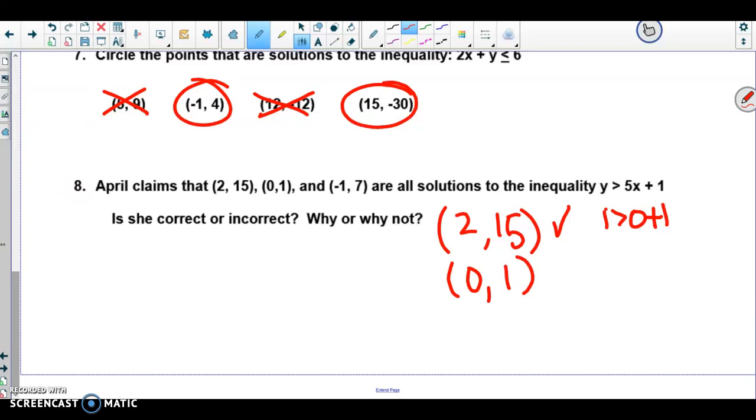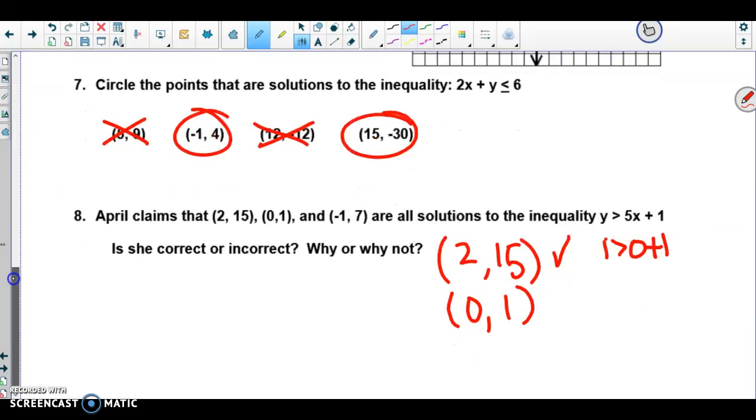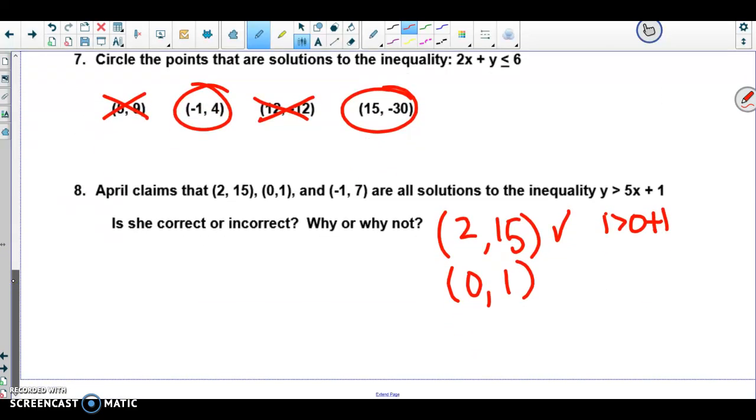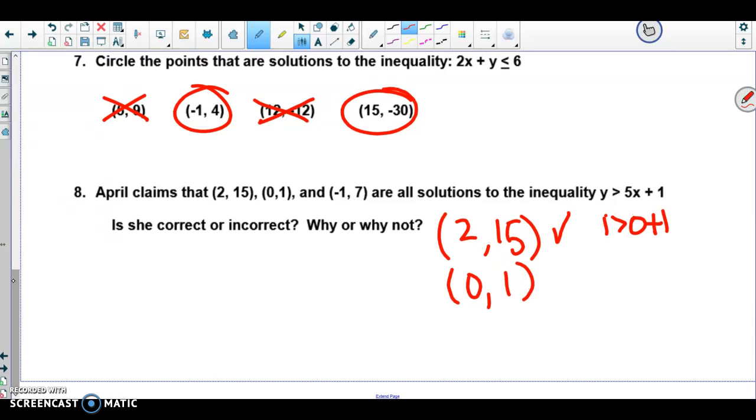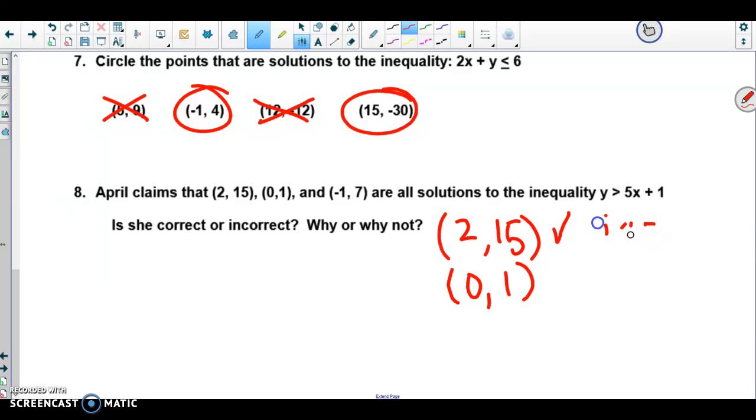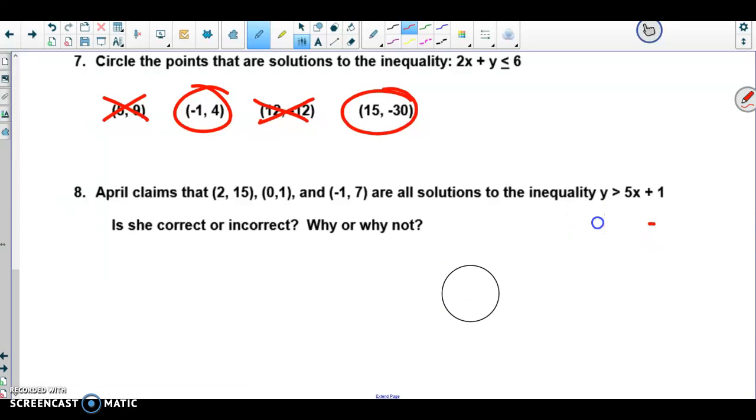So we have to finish up 8, and I might as well talk a little bit about 7 so that we know how we got those answers in case somebody is confused. April claims that those are the solutions to the inequality. Is she correct? Why or why not? So if I backtrack here a little bit, let's do this.